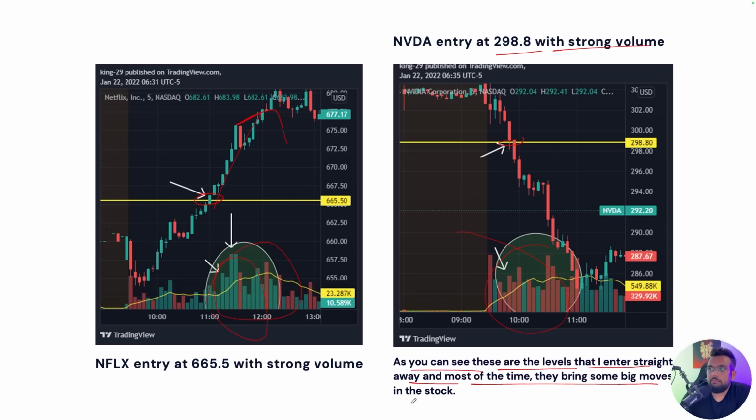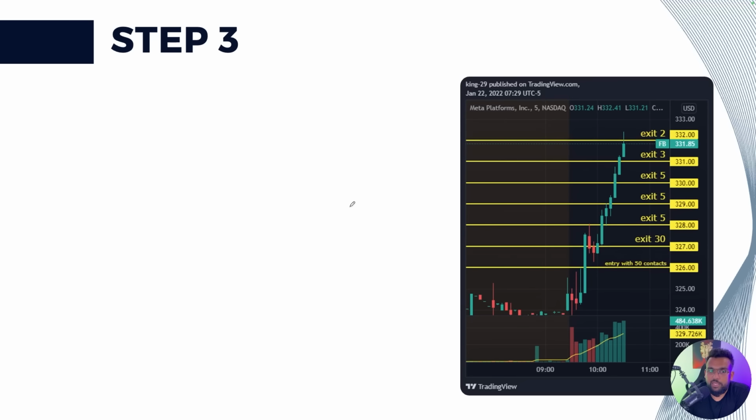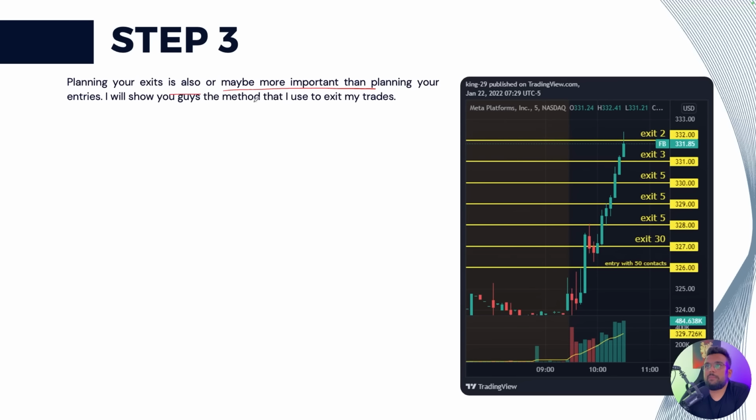Most of the time they bring big moves, big money in the stock. Okay, now step three is profit taking. Planning your exits is one thing, man, but if you do not know how to actually get out of the trades, you're going to be struggling a lot. I'll show you some methods that I exit my trades with.